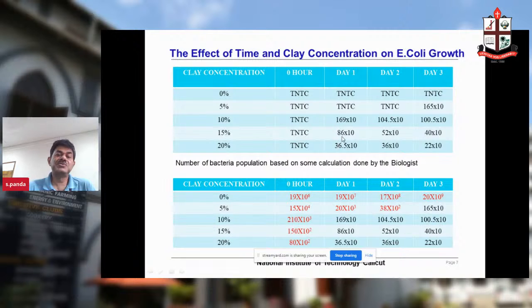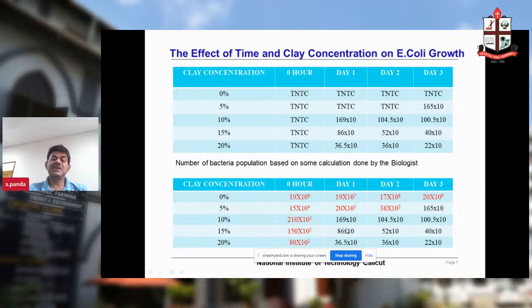And then at 15%, you see now it is very similar, but it is not exact. Then again in the 20%, at the initial hour you have huge bacteria, but then slowly these are decaying. So when you have a mathematical model, if you write TNTC, the computer will not accept. So you have to define how big this TNTC is.